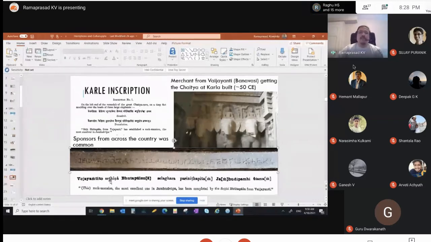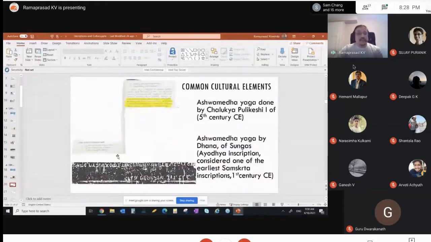And the mentions like Jambudvipa and Bharatavarsha, it's very ridiculous for some people to claim there was no India. The idea of India was a British one, and it's really funny, so to say. You also see common cultural elements across the country.